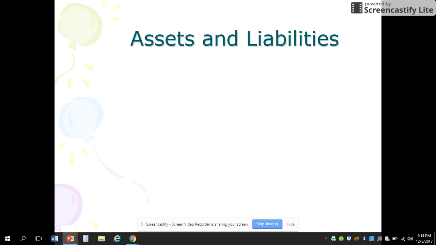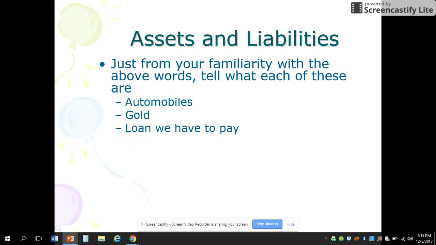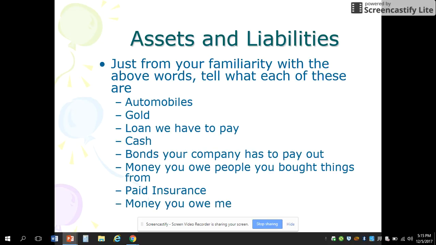Okay, so once you've answered those questions in the Edpuzzle, the next thing we want to talk about is assets and liabilities. There are three major accounts that we need to get our minds wrapped around. Two of the three are assets and liabilities. When we start logging our numbers into certain categories, we need to understand, is it an asset or is it a liability?